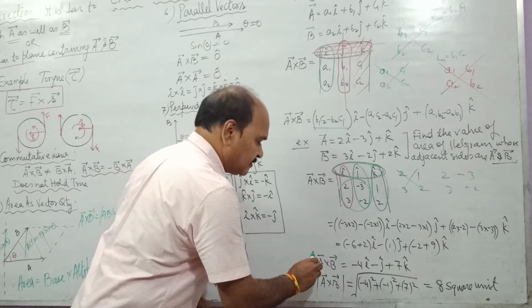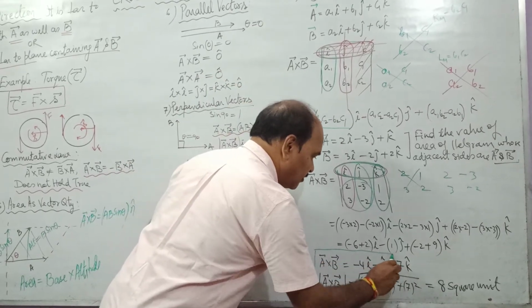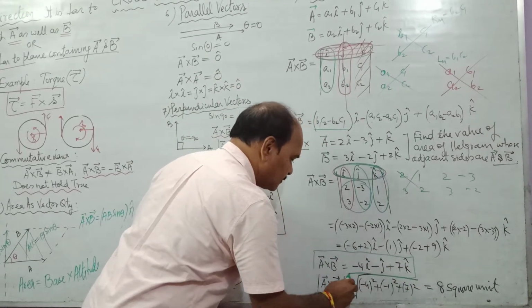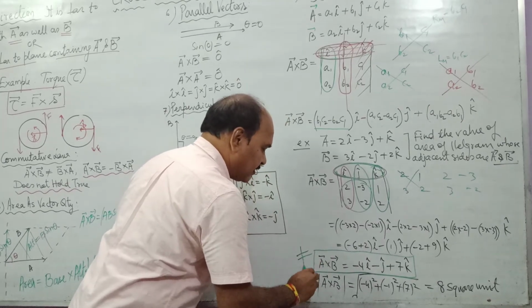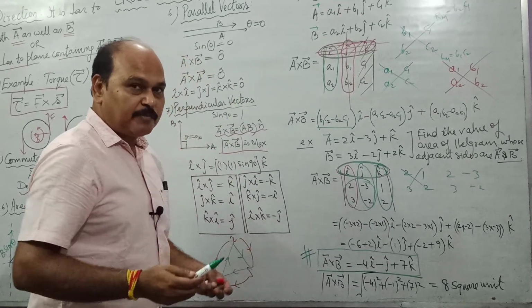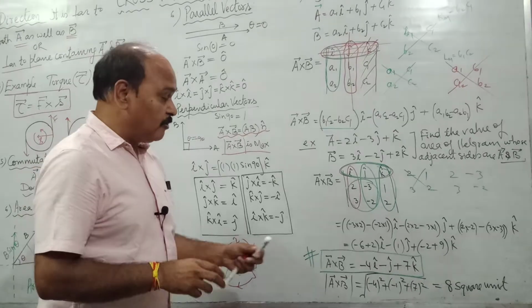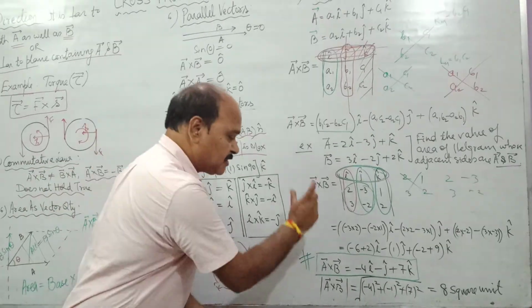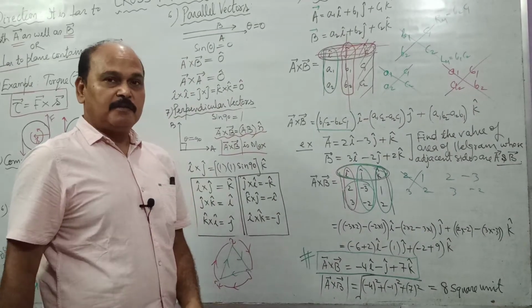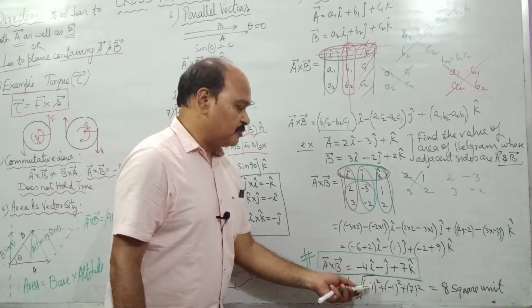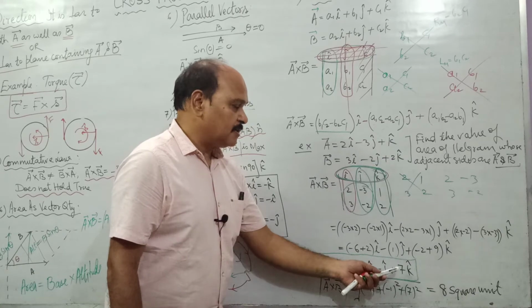This is the area vector, the area of parallelogram vector. But what are we supposed to find out? We are supposed to find the value of the area of this parallelogram. That means we are supposed to find the modulus of this vector. The modulus of this vector is minus 4 square plus minus 1 square plus 7 square.